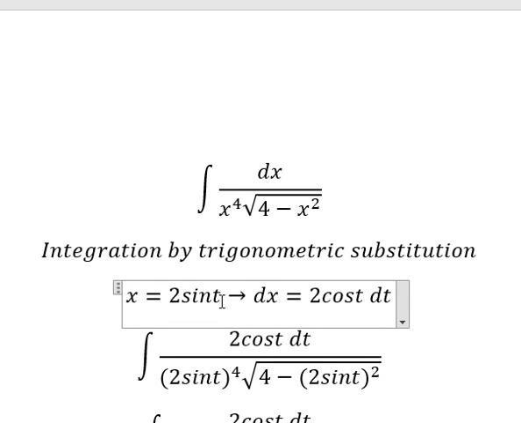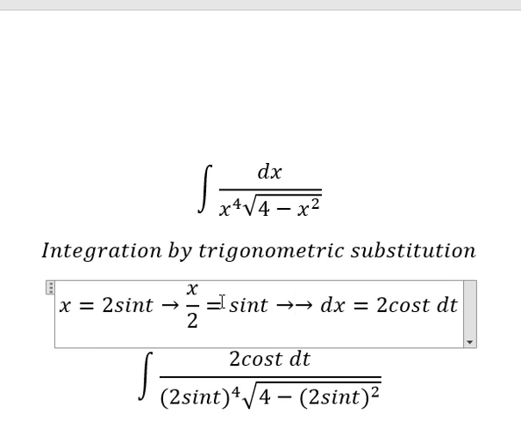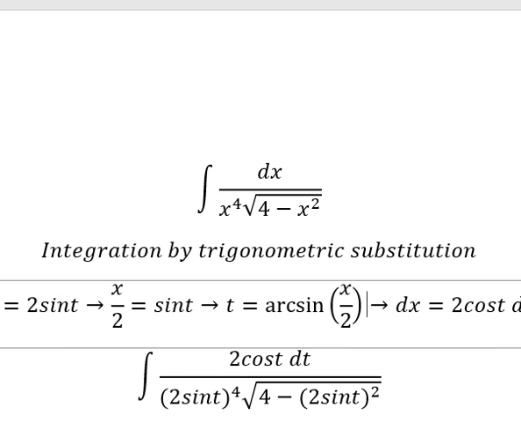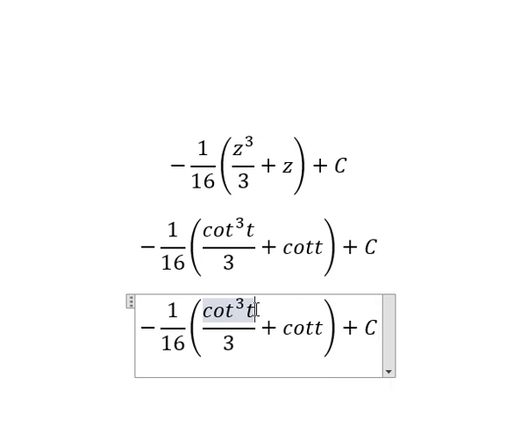So we divide both sides by number 2. And now we have t equal to arc sine of s over 2. And now I will put this one in place of t.